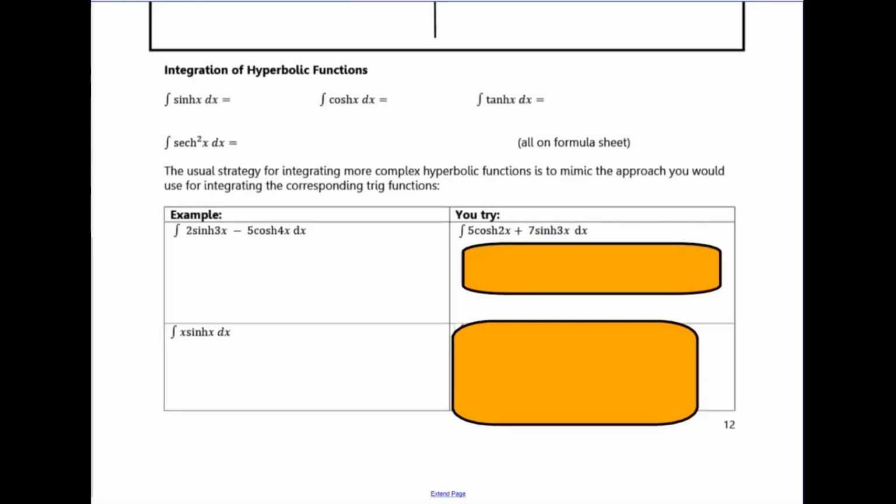To look at. So today we're starting to look at integration of hyperbolic functions. All of these results are on the formula sheet in some way, shape, or form. But integrating sine and cos is easy because sine and cos just differentiate to each other, so they also integrate to each other. So sine just integrates to cos x, obviously plus c. Cos integrates to sine x plus c, and tan and sec squared are on the formula sheet.